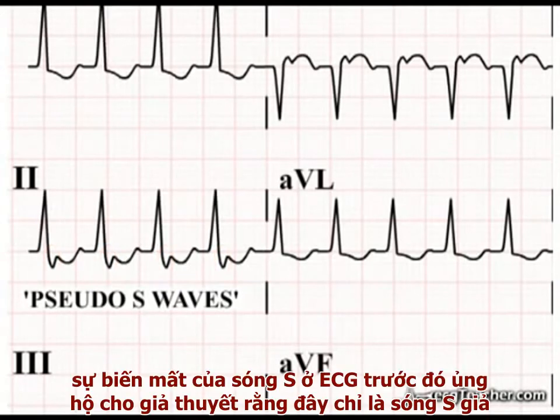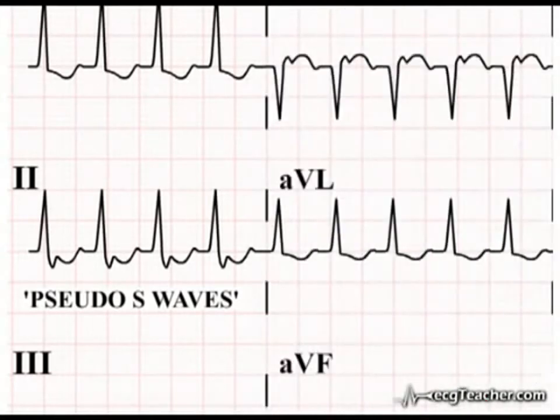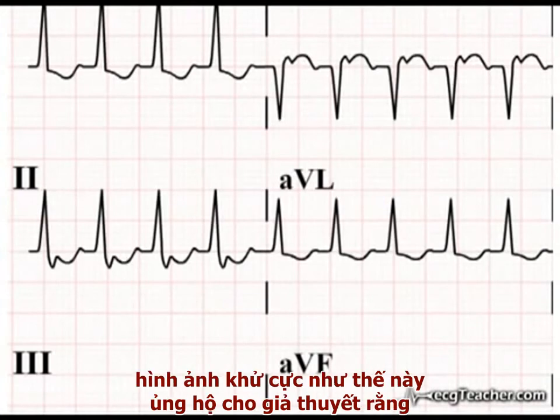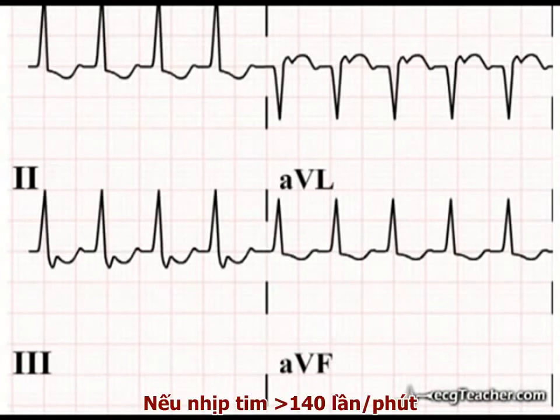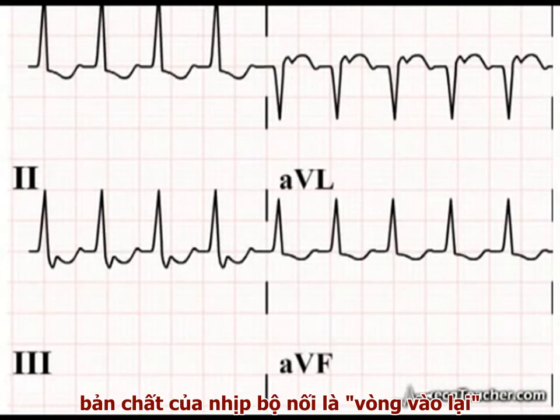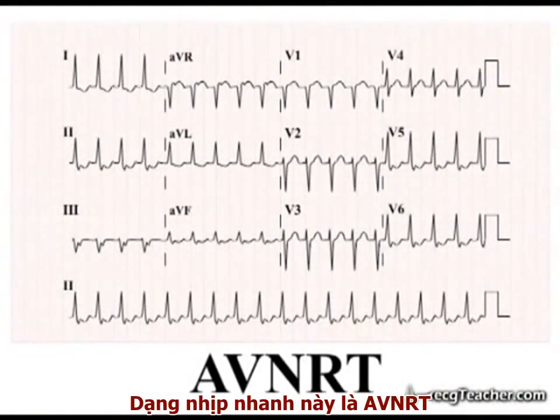The complete absence of S-wave activity in lead 2 in the pre- and post-attack ECGs supports the contention that these are indeed pseudo S-waves. As we've seen, this pattern of atrial depolarization supports the contention that the abnormal depolarization focus is junctional in location. At a heart rate greater than 140 beats per minute, the nature of the depolarizing focus within the junctional region is reentrant. This tachyarrhythmia is AVNRT.